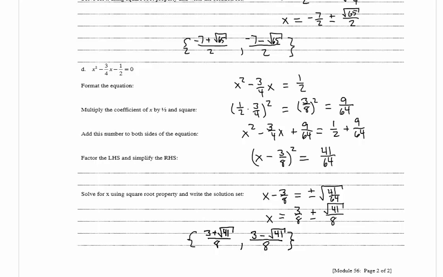And that's all for this video on solving an equation of the form x squared plus bx plus c is equal to 0 by completing the square.